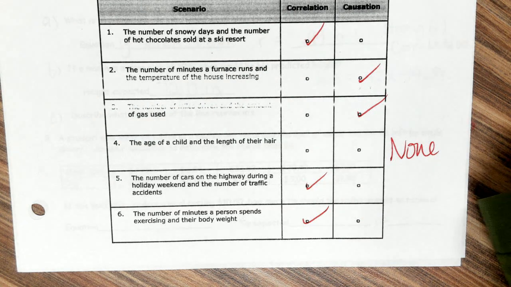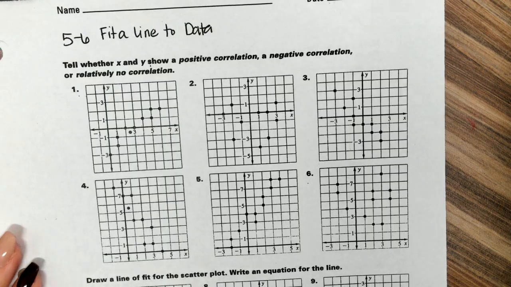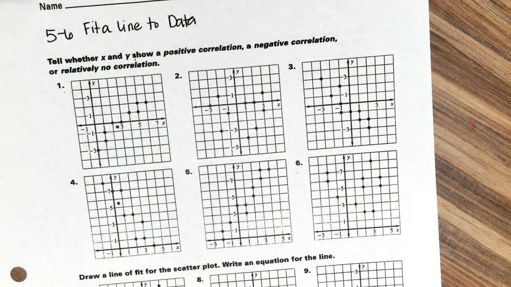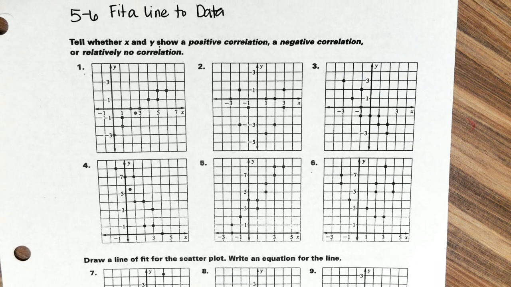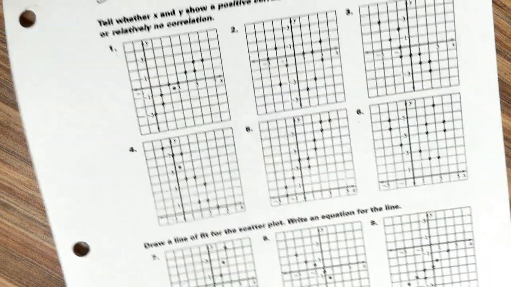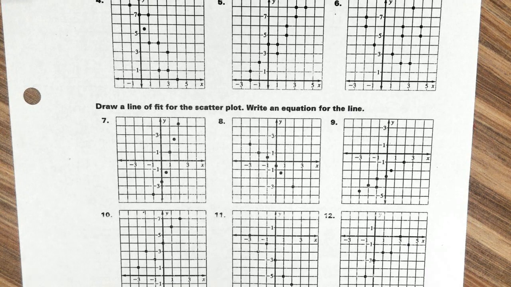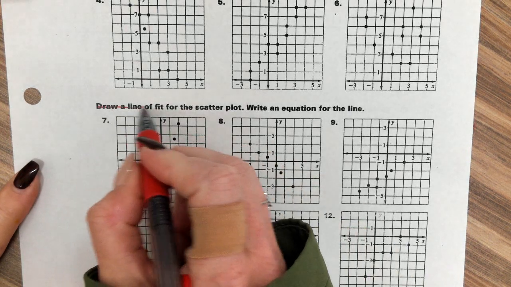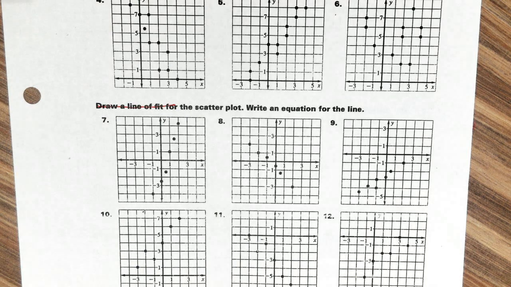All right, I'm going to pass out your... Put your name, quick. Okay, let's look at 1 through 6. All you're going to write is if it's positive, negative, or none. Got it? Go to 7 through 12. Cross off where it says draw a line of fit. Like I said, 5th period and 7th period were totally freaking out, and it's really not that big of a deal. But you are going to do what?